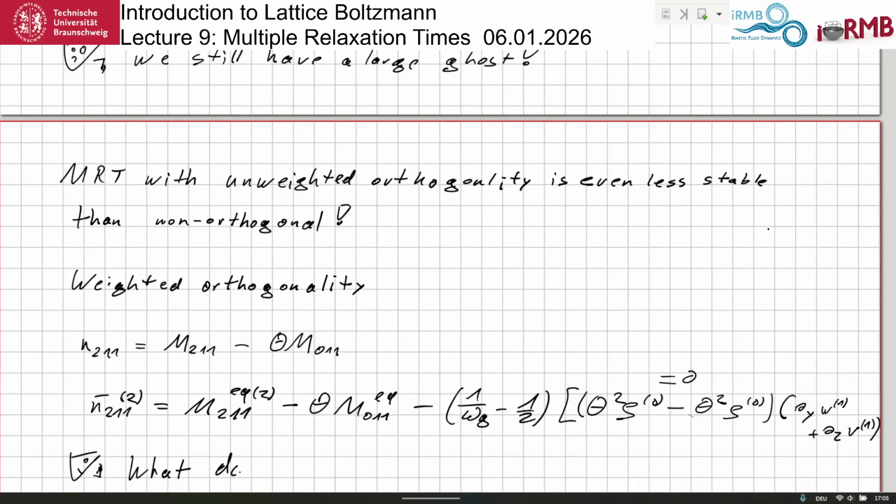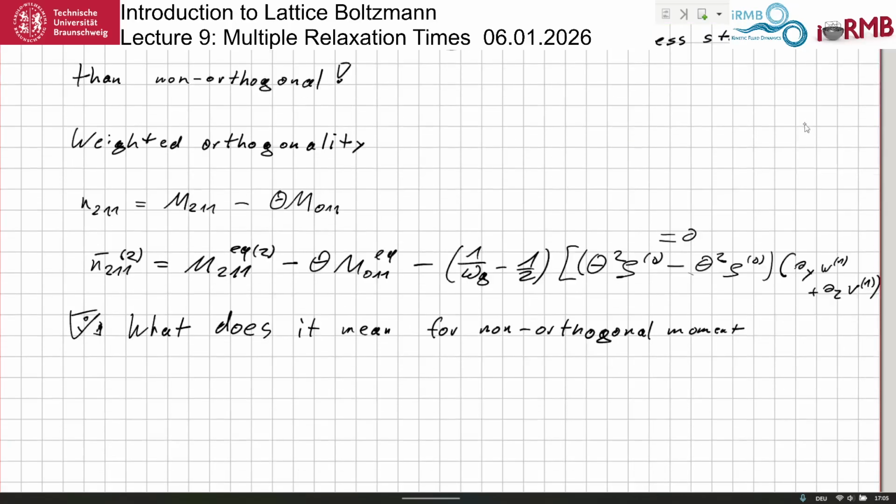What does it mean for the non-orthogonal moment? Yeah, so just saying that I found the thing that is small does not help me, right?